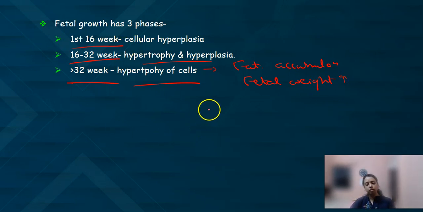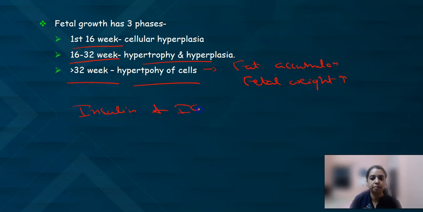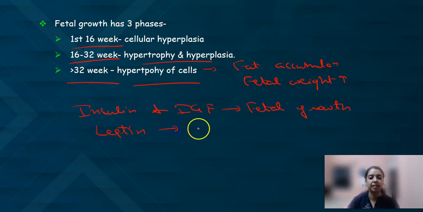Now the hormones involved in fetal growth. Whenever you study fetal growth, the most important hormones always mentioned are insulin and insulin-like growth factors. They are the prime hormones responsible for fetal growth. Another hormone mentioned is leptin. Leptin is from the adipocytes of the fetus and it is responsible for fat accumulation in the fetus. So it is very important for fetal growth.